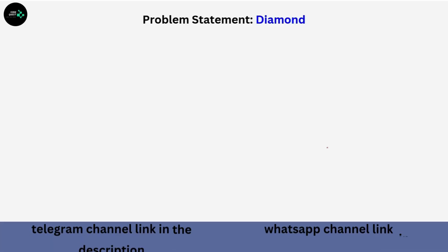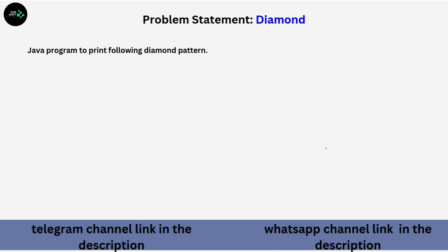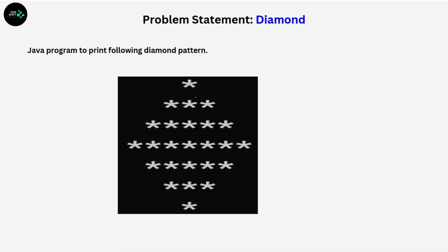Everyone. Today we will see how to print a diamond shape by using a Java program. So the diamond pattern is something which looks like a diamond shape with some asterisks and some spaces included at the beginning. Now let's see the logic behind it.